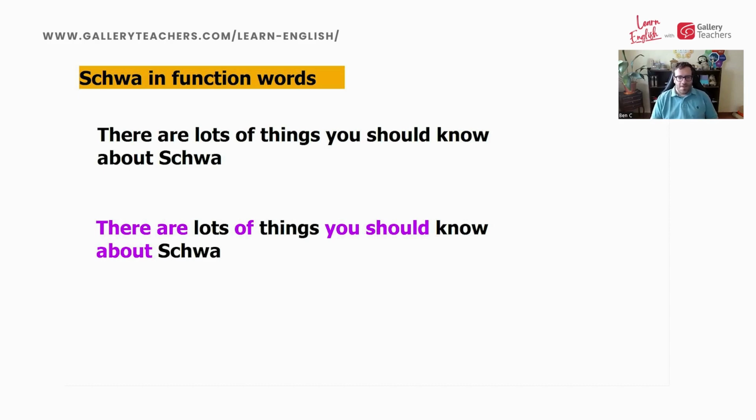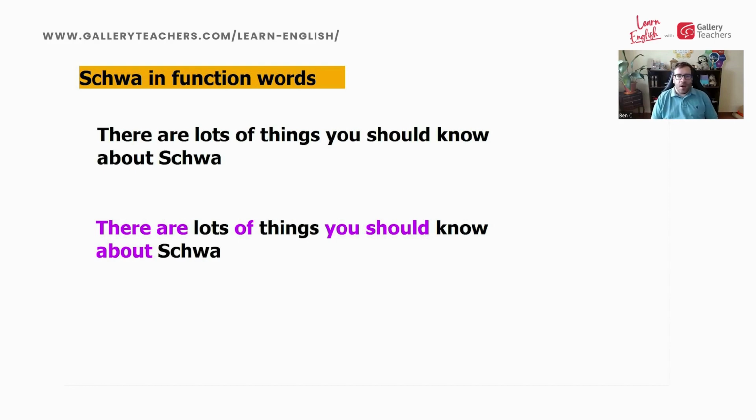Let's have a look. Highlighted in purple here are the function words. There, are, of, you, should, about. And there's lots of schwas going on here. These are function words. The content words, the important words, lots and things, we stress.